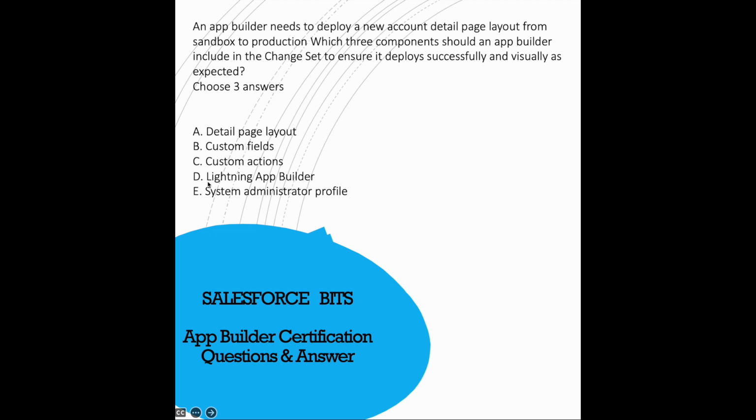So if I had to talk about Lightning App Builder, this is something like a tool. It's not a metadata that you can deploy, but you deploy the components created from the Lightning App Builder. And the system administration profile, if you have already deployed through change set, you know that without any profile we can deploy, not only the system administration profile.